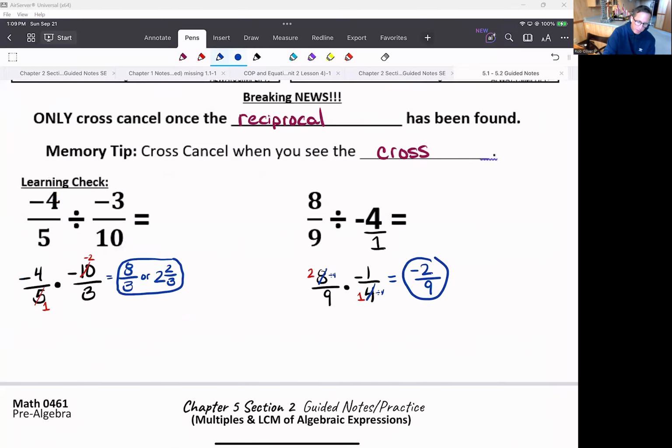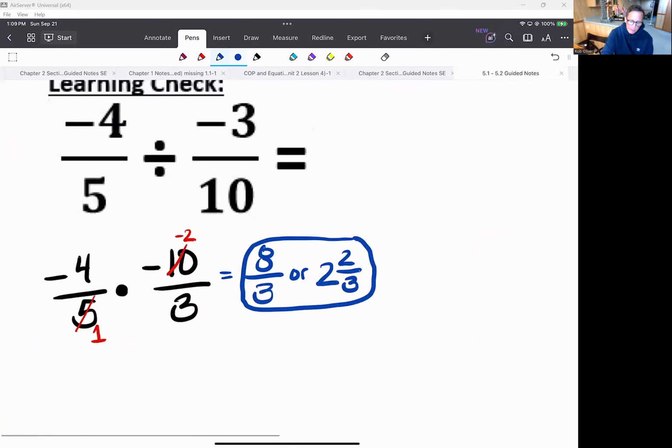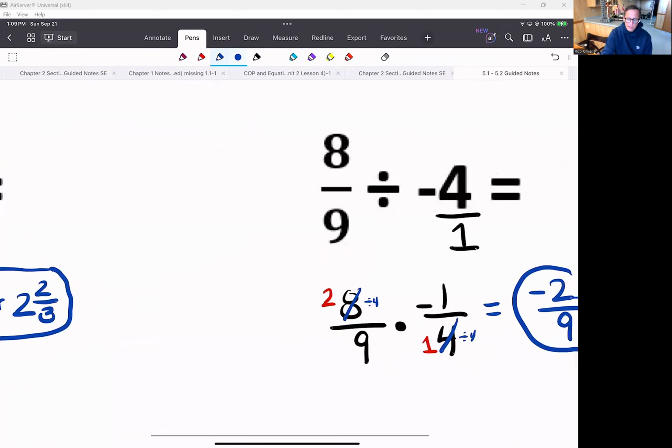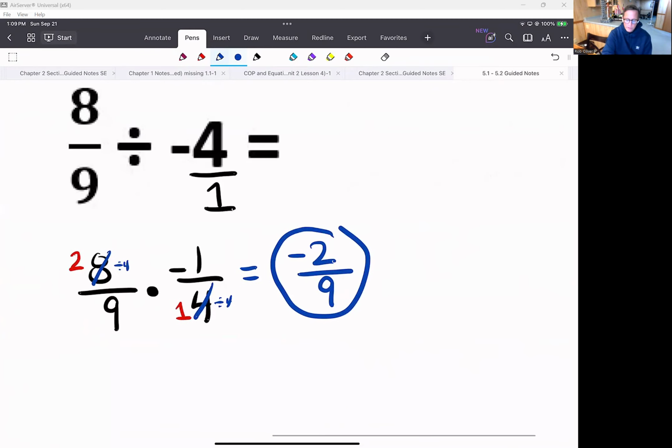Okay, so for the first one, I got 8/3, and it's okay to leave it improper. I just think it's always a good idea to simplify if you can. It's reduced to lowest terms, so 8/3 cannot be simplified. However, it can be turned into a mixed number, so I wrote 2 2/3 as well. Both of those are perfectly fine answers. And on the second one, I got -2/9.